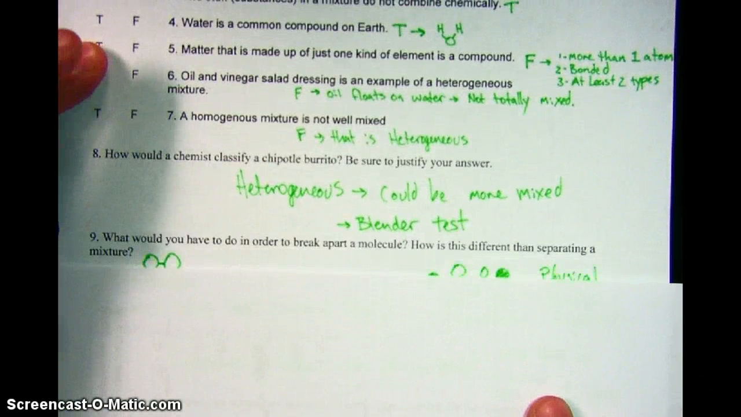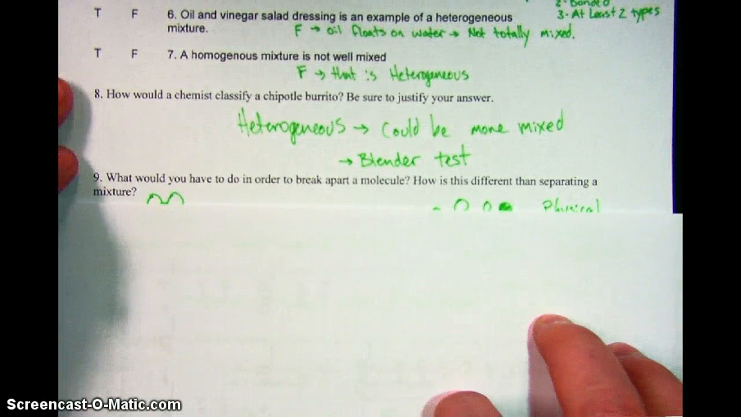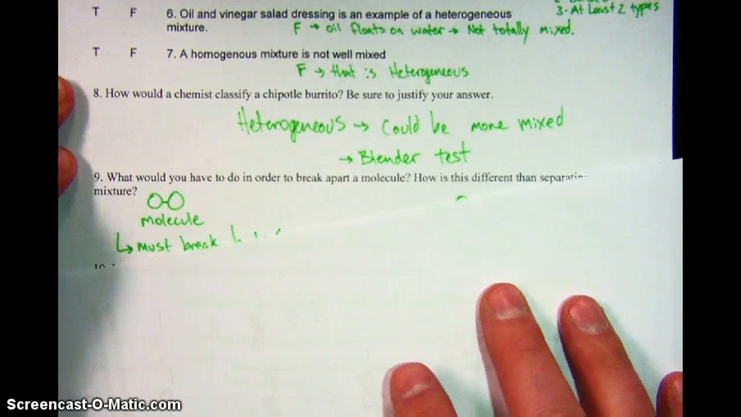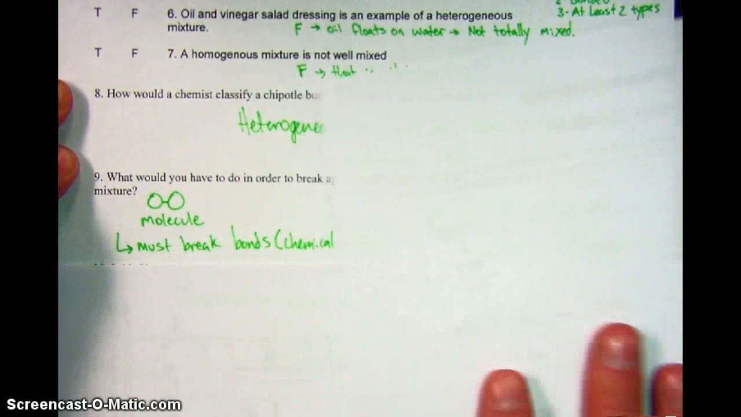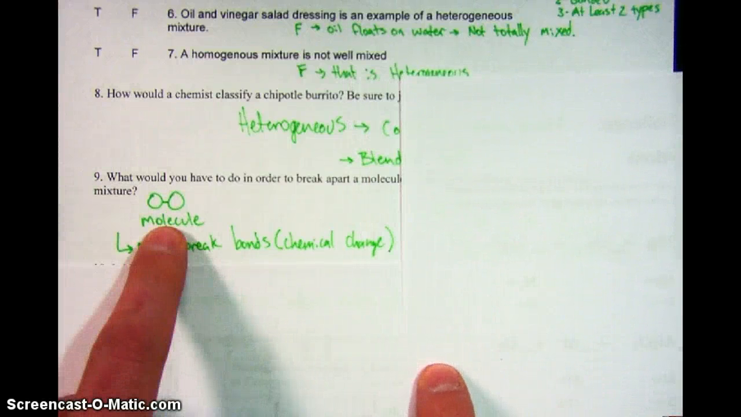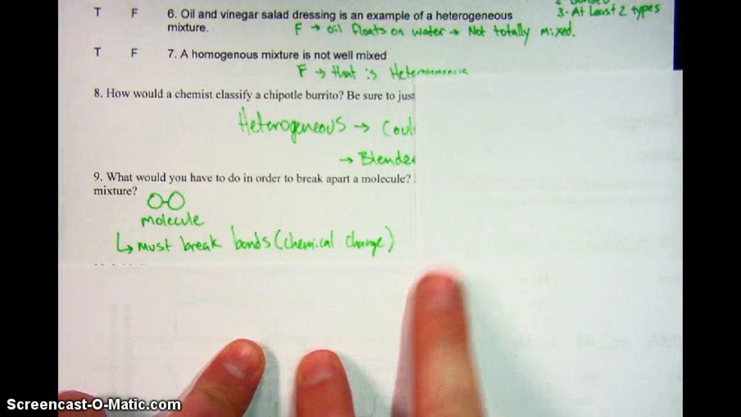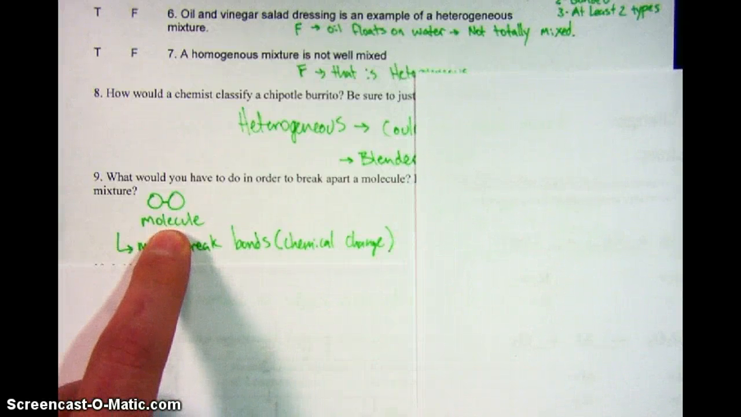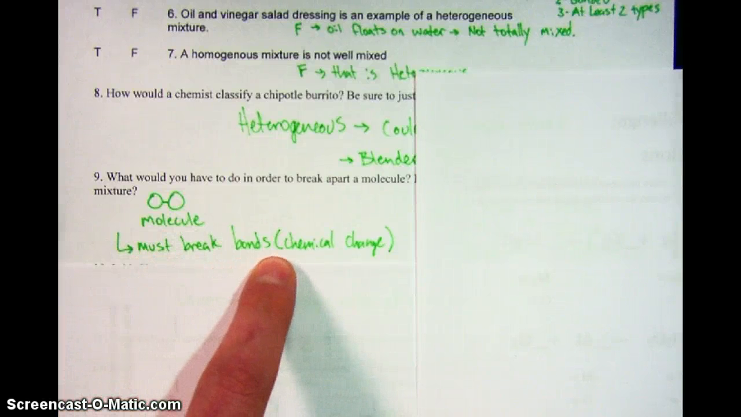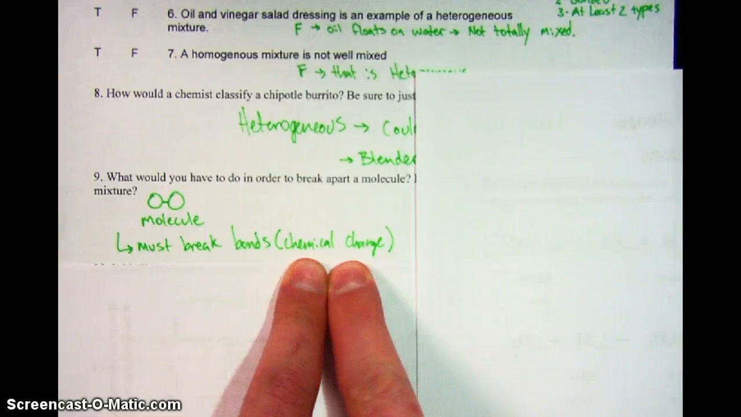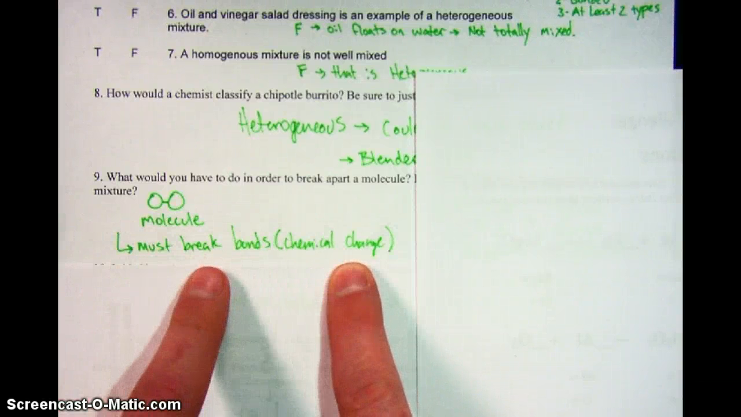Number 9 says, what would you have to do in order to break apart a molecule, and how is that different from separating a mixture? Well, let's start with the molecule side. Here's a picture of a molecule. A molecule has just 2 rules. It's got more than one atom and they're bonded. So that's my most simplistic drawing. In order to get those things apart, I would have to break that bond. Well, breaking and making bonds is the world of chemical changes. So in order to break apart a molecule, you'd have to do a chemical change.